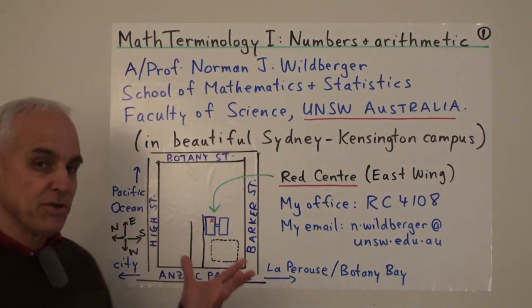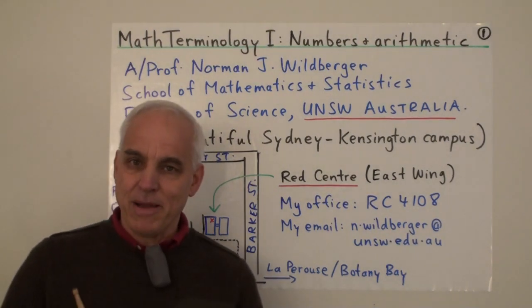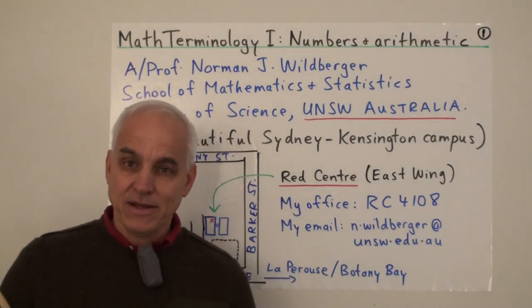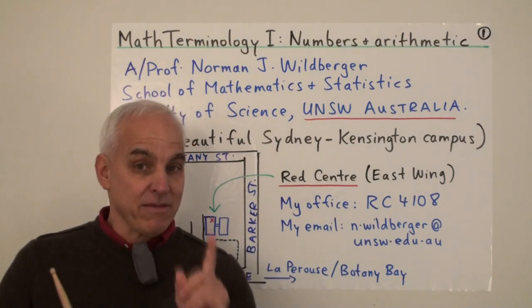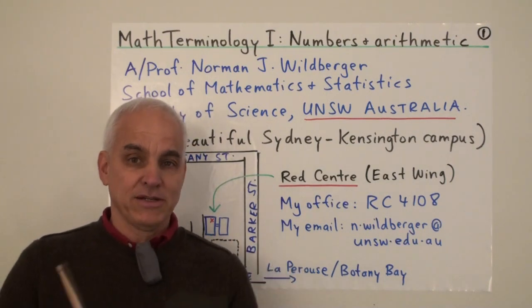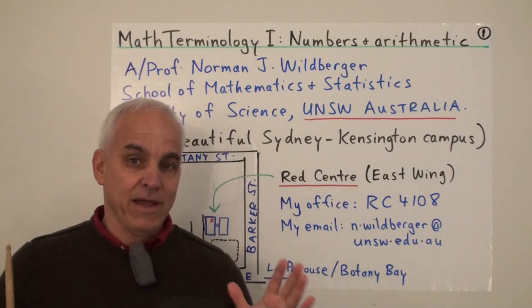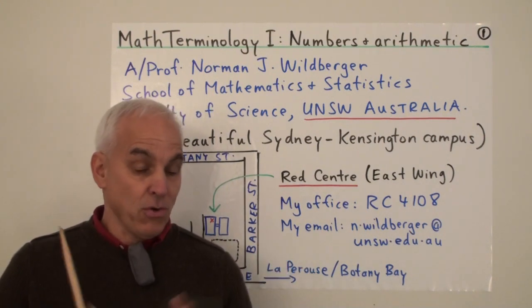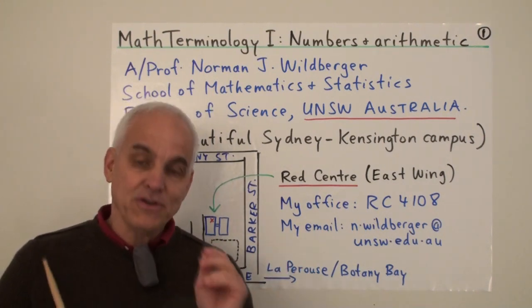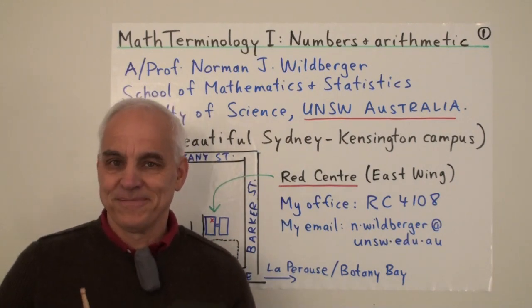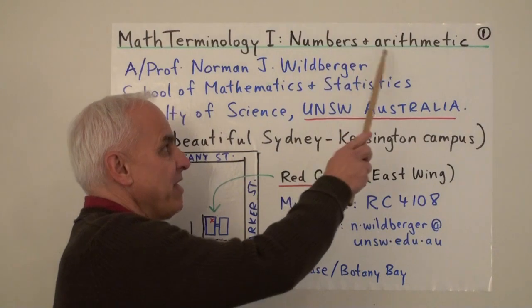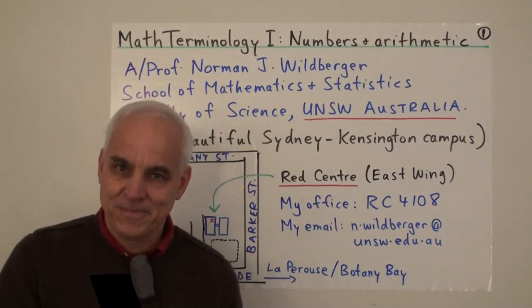All right, so welcome to the UNSW. For those students who are coming here for the first time, you're going to have a great experience. You're going to learn a lot of things, and it's especially important to do well at mathematics, which is a core subject for all technical areas. And in order to do well in mathematics, you have to understand what the words mean and how the notation is used. So let's start today with numbers and arithmetic.